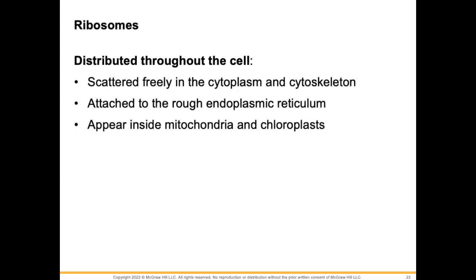Ribosomes. Hopefully you feel pretty confident that you know what a ribosome is by now. But when we're talking about eukaryotic cells, these are distributed throughout the cell, scattered freely in the cytoplasm, attached to the rough endoplasmic reticulum, and also appear in mitochondria.